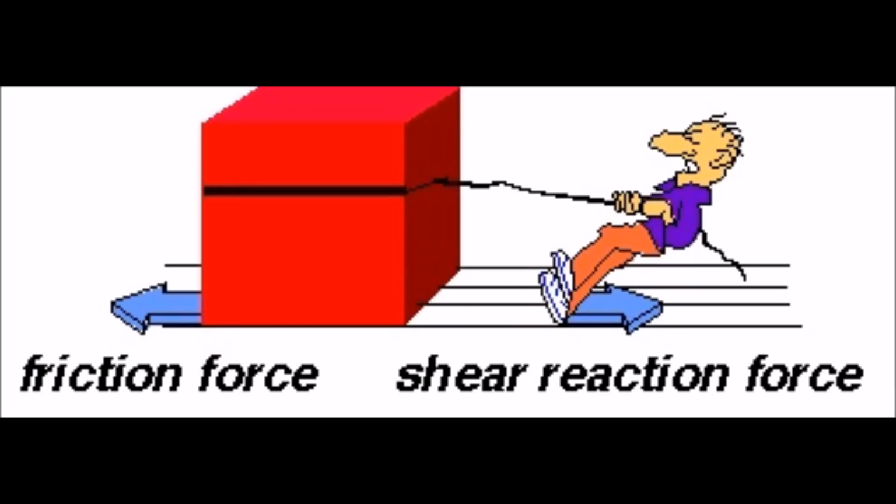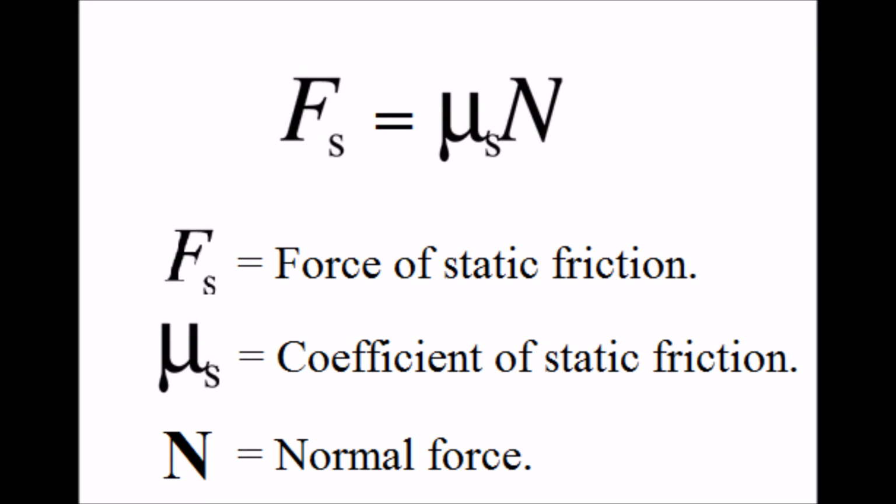However, if we try to slide the book across the table, friction will come into play and will affect the object depending on the surface and the normal force. To calculate static friction, we take the coefficient of static friction and multiply it by the normal force.